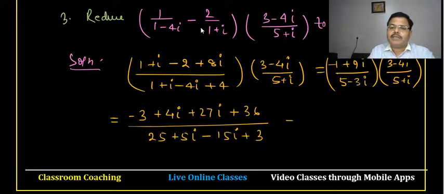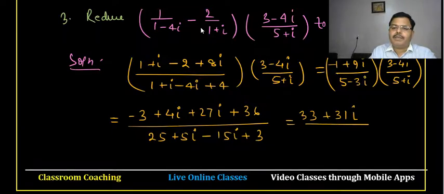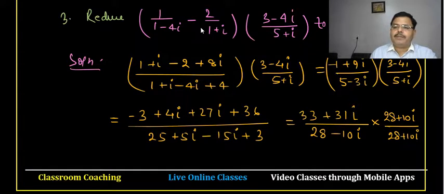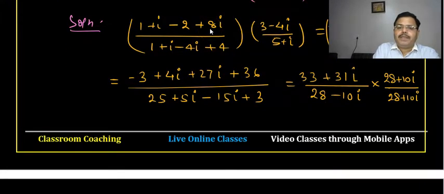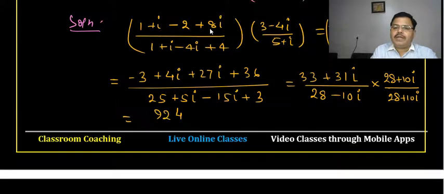So 36 minus 3 is 33, and 27 plus 4 is 31i, and whole divided by 25 plus 3 is 28 minus 10i. But we need to multiply by the conjugate, so 28 plus 10i, and that will be 28 plus 10i. So the product will come again, and 28 multiplied by 3 is 84, 84 carry 8 and 24, 3 is 84 and 8, 92. So 924, and this will be 28.